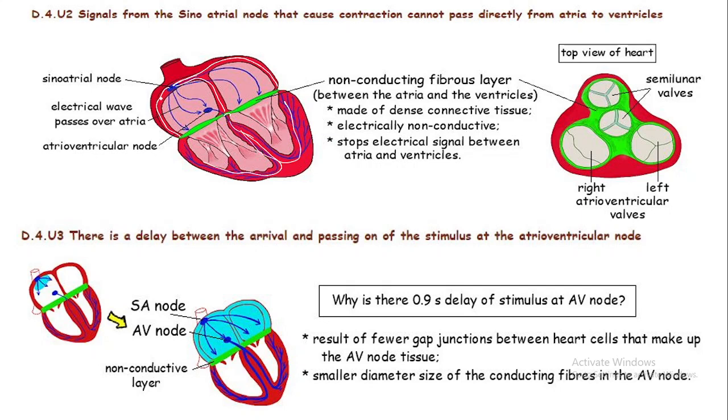That's the reason when the SAN first sends the impulse, the atria contract. This wave reaches the AVN, then the ventricles contract. That's why the contraction is alternate: the auricles, then the ventricles. Auricle, ventricle, lub, dub, lub, dub. That is how it takes place. So let's just look at the parts.